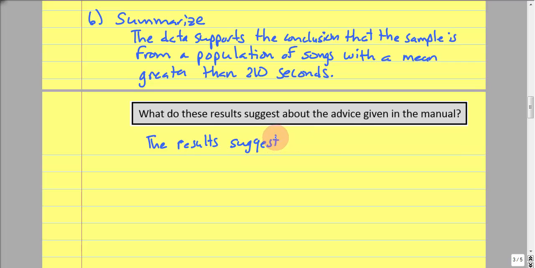So the results suggest that the manual, or the advice in the manual, is not good. Because we just did, again, like I said, a simple random sample of 40-some songs, and we found that the average was way over 210 seconds. So this is an example of a run-through. This is really exactly the same as proportions, except now our test statistic and the distribution has changed.